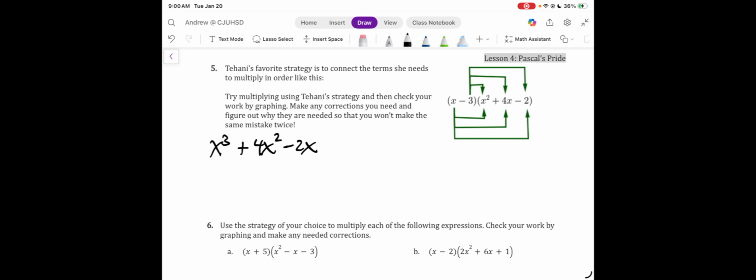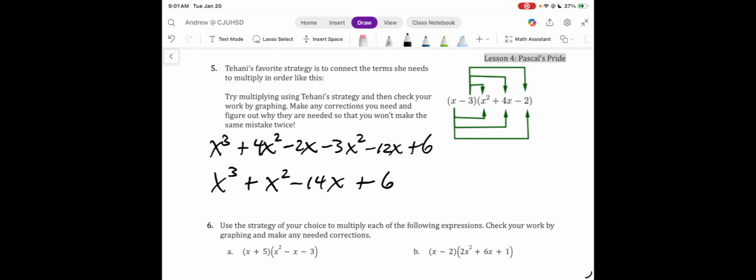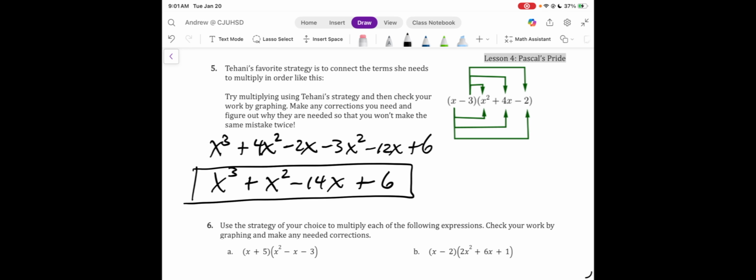Then she's going to come back with negative 3 and multiply it times x squared. So negative 3x squared, then negative 3 times 4x, and finally negative 3 times negative 2, or positive 6. Let's put our like terms together. Only 1x cubed. There's 4x squared minus 3x squared is 1x squared. Negative 2x minus 12x is negative 14x, and then a plus 6. So there we go. Which way did you like better?